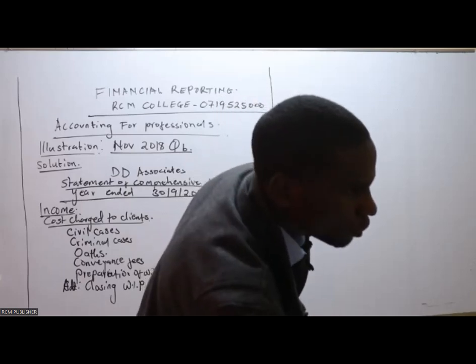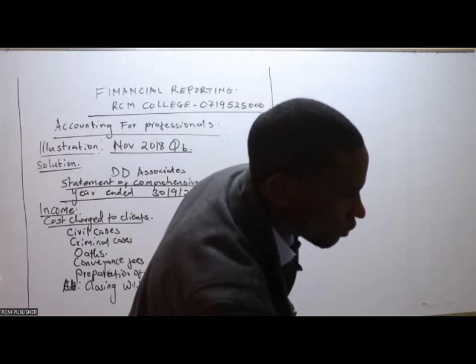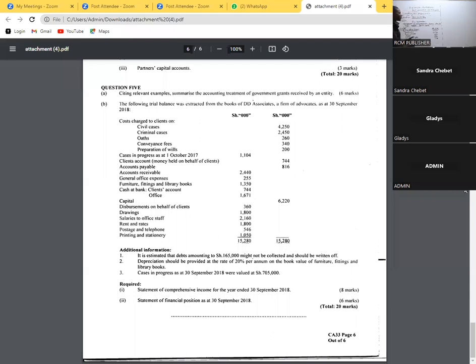I'm supposed to reshare again so that those who are joining can pick it. So the closing WIP is 705,000. We add that back. Then we less the opening WIP. Who can do me a favor and tell me the value of our opening WIP?